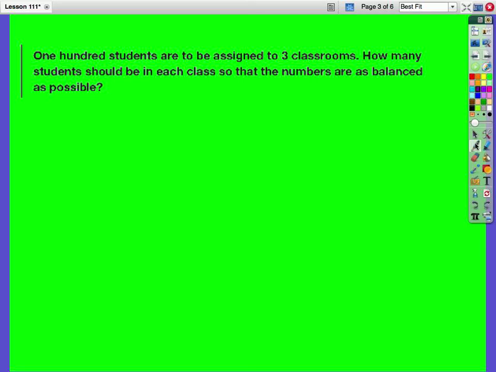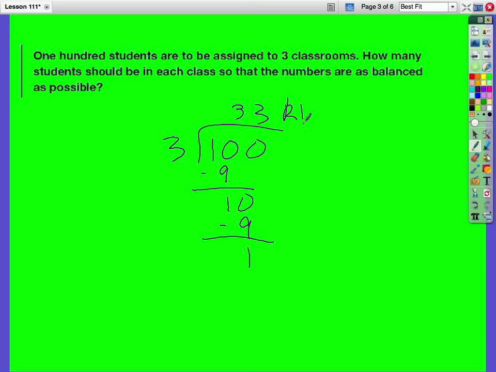So all we're going to do is we have 100 kids. We're going to divide by the 3 classrooms. So I do my division. Okay, now I have a remainder of 1. So I have 33. We're just going to write remainder of 1 for now. So what I'm saying is that if I put 33 students into each of the classrooms, I'm going to have 1 left over.